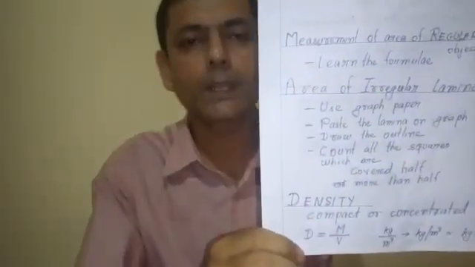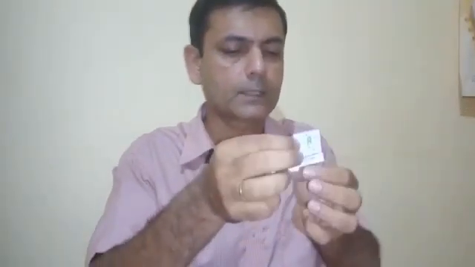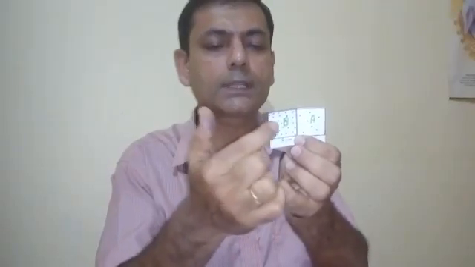So now let us move on to the next thing, that is density. Density refers to the compactness or how concentrated something is. For example, you look at these two squares. These squares contain dots. This is square A, and here there are few dots. In square B there is more concentration of dots. So the density of dots in square B is more.